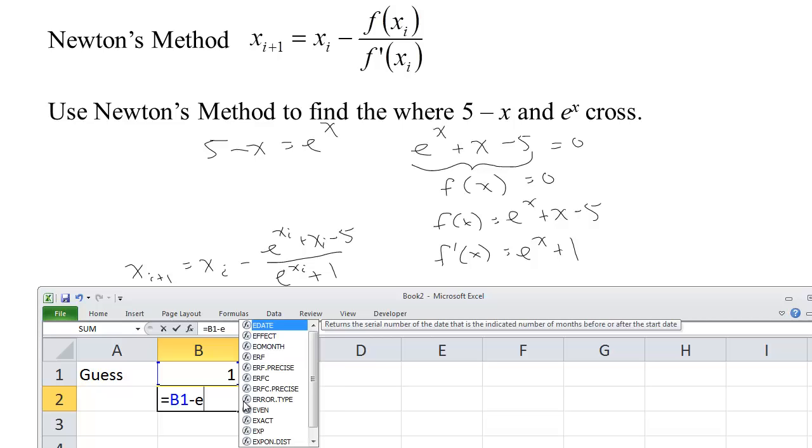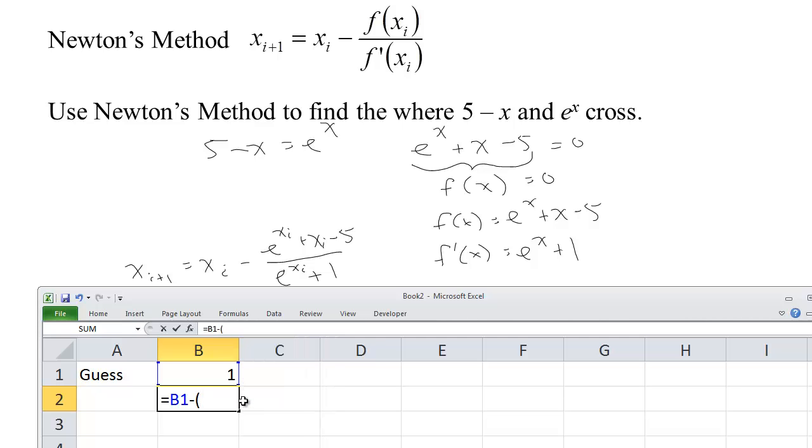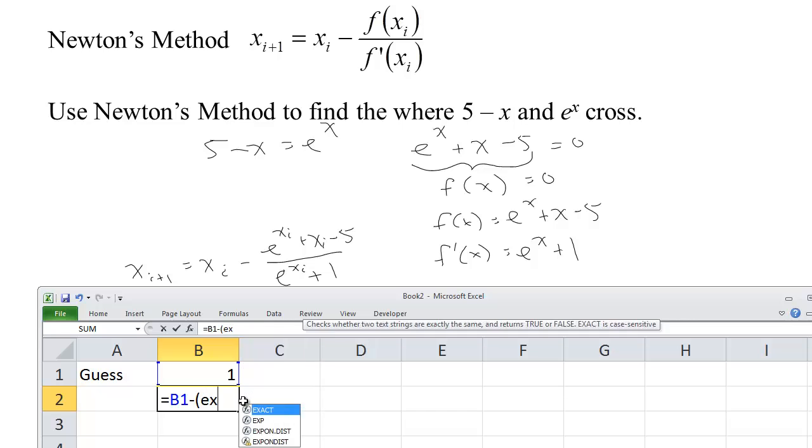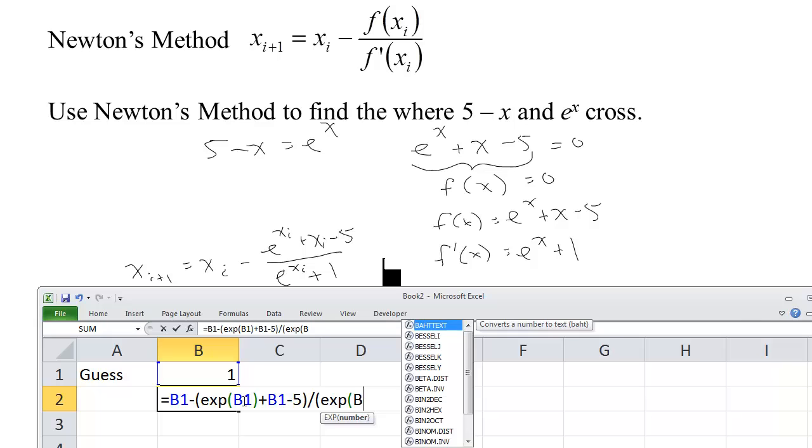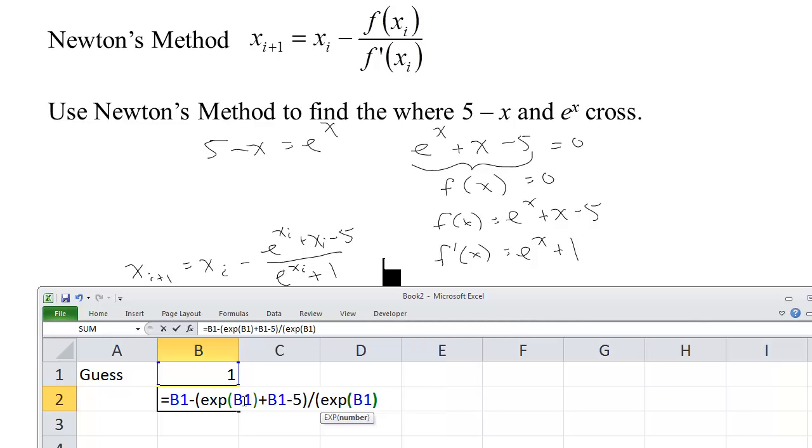Now I need to subtract this fraction. So I'll put the numerator and denominator in parentheses. In the numerator, I need to take e to that number, add that number, and subtract 5. Now in the denominator, I need to take e to that number, which is stored in cell B1, plus 1. Okay, and then divide. So this gives me my next guess.